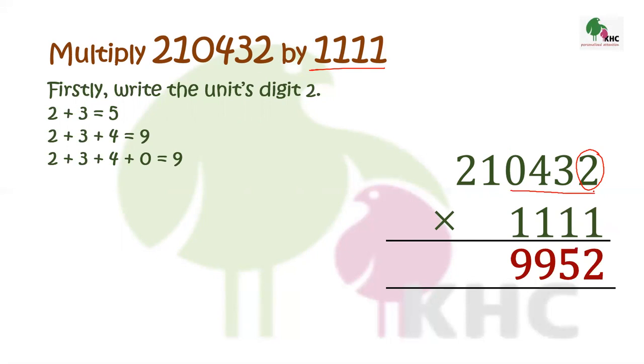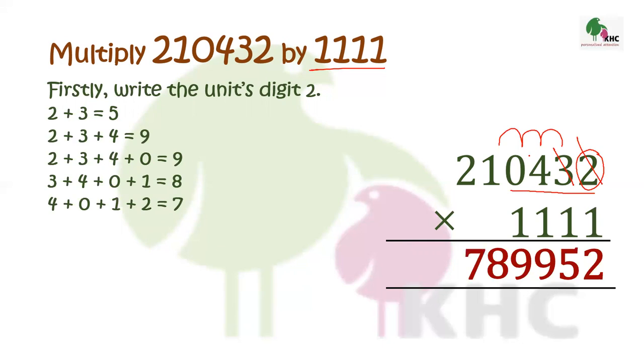After you're done with the first 4 digits, remove the last digit and add the next 4 digits. 3 plus 4 is 7 plus 1 is 8. So next digit is 8. You're done with these digits. Now move to the next 4. 4 plus 0 plus 1 plus 2. That's 7. Right? Write 7. You're done with the last 4.